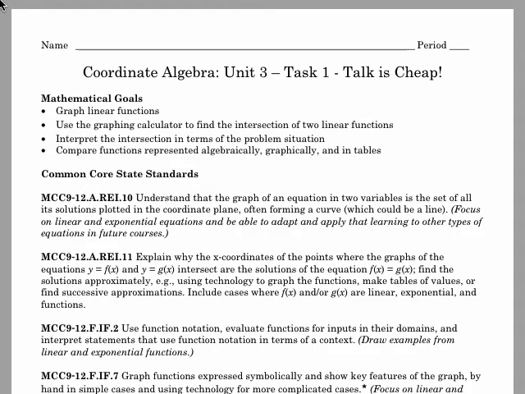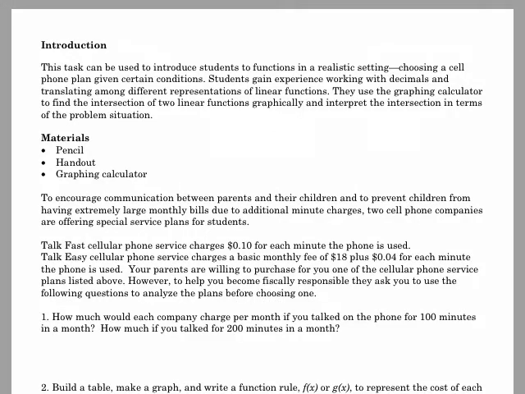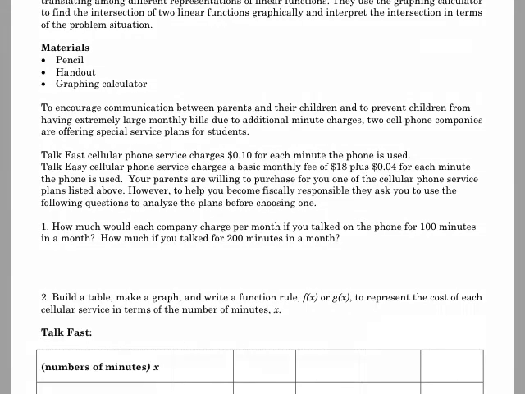Welcome to Talk is Cheap, the first task in Unit 3 for Coordinate Algebra and Accelerated Coordinate Algebra. This task begins with the mathematical goals and, as always, the standards. So I'm going to go ahead and get you started with the introduction of materials and to show you where the information to answer these questions correctly will be found.